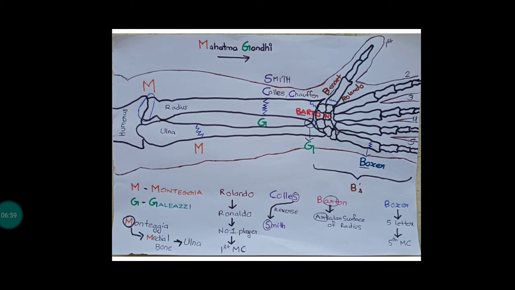Okay, same. The fracture is itself in the distal third of radius. There is no difference. But the only difference is that instead of dorsal tilt, there will be a ventral tilt. Dorsal tilt is seen in Colles fracture and ventral tilt is seen in Smith fracture.